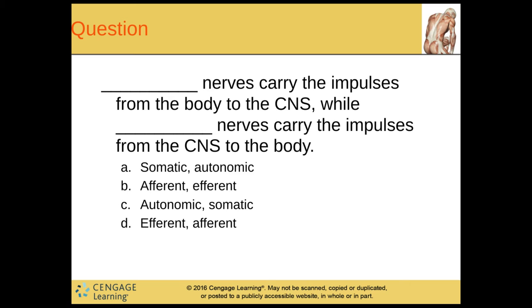Okay, so question: blank nerves carry the impulses from the body to the CNS, while blank nerves carry the impulses from the CNS to the body. You guys remember?